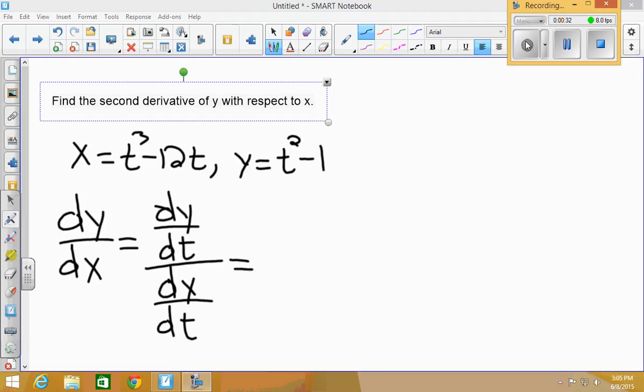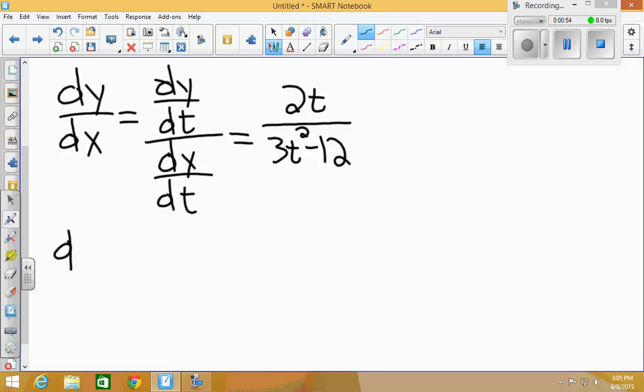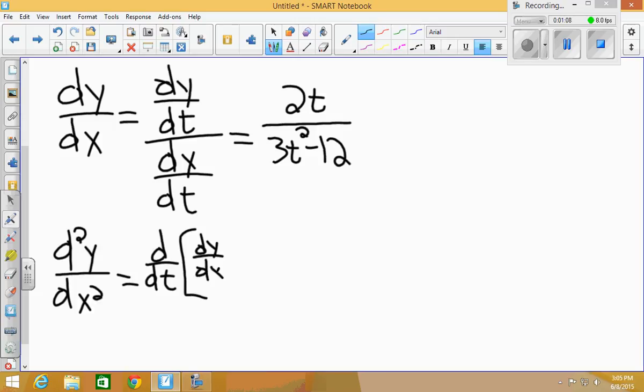The derivative of y with respect to t is just simply 2t divided by the derivative of x with respect to t, 3t squared minus 12. So there's our first derivative of y with respect to x. Now to find the second derivative, recall that you have to find the derivative of the first derivative with respect to t, and then divide that by the derivative of x with respect to t.